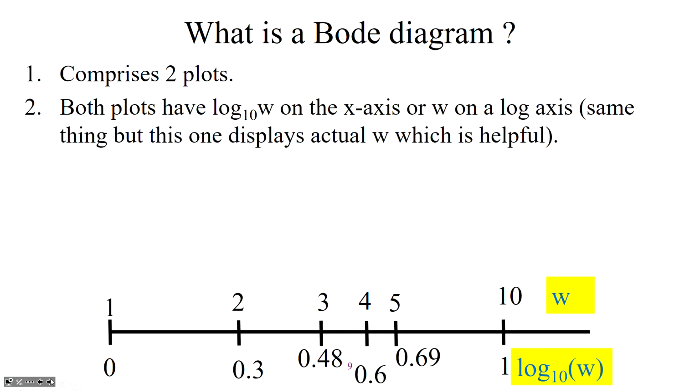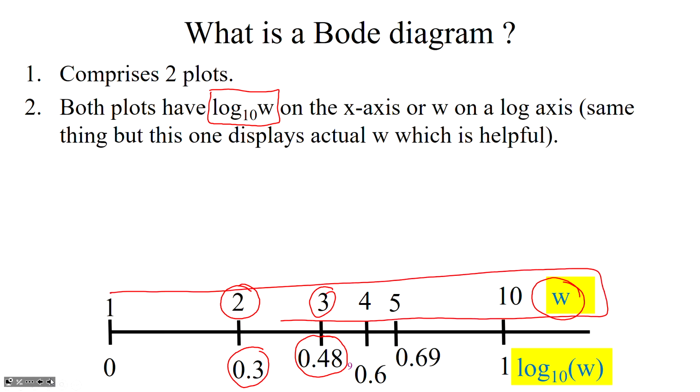What is a Bode diagram then? It comprises two plots. Both plots have log10 omega on the x-axis, which is the same as basically showing the actual values of omega, but on a log scale. So you can see here that log of 2 is 0.3. Log of 3 is 0.48. So there's two ways of displaying this information. You can either put the log value, or you can put the underlying frequency on a log scale. And it's this top one which we use because it means I can actually see what the corresponding frequency is.